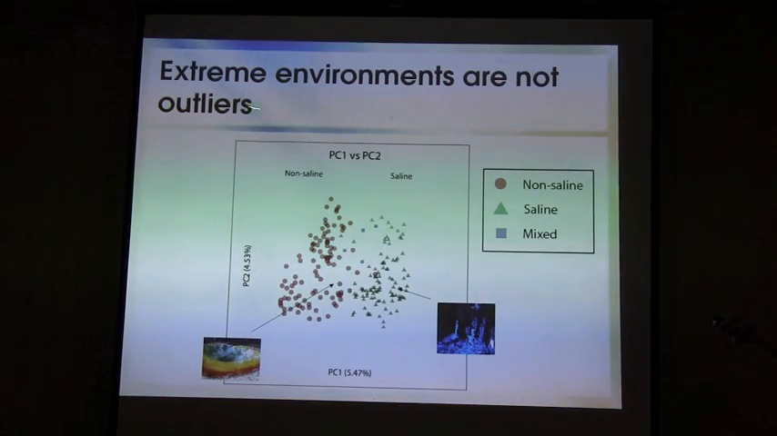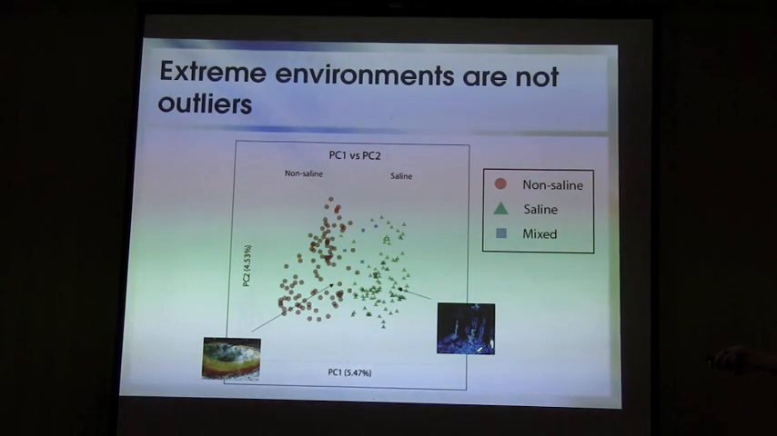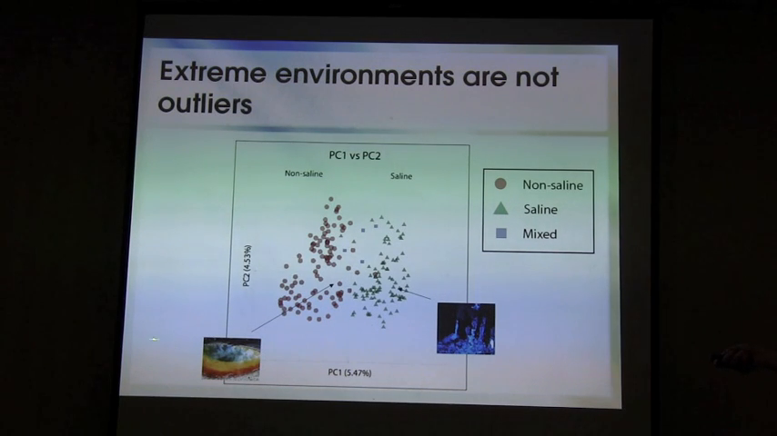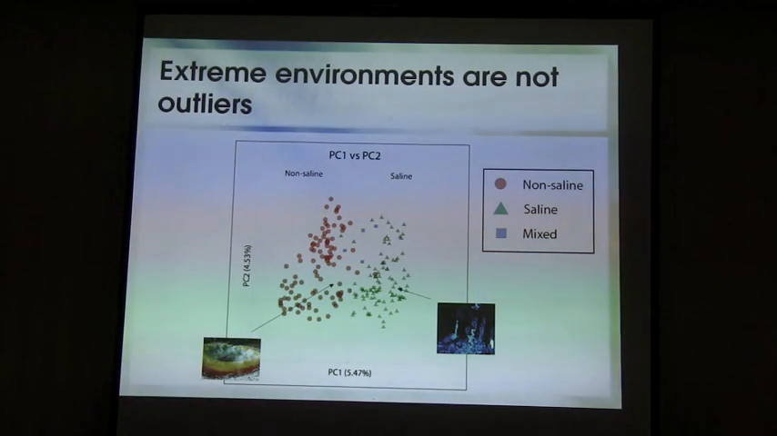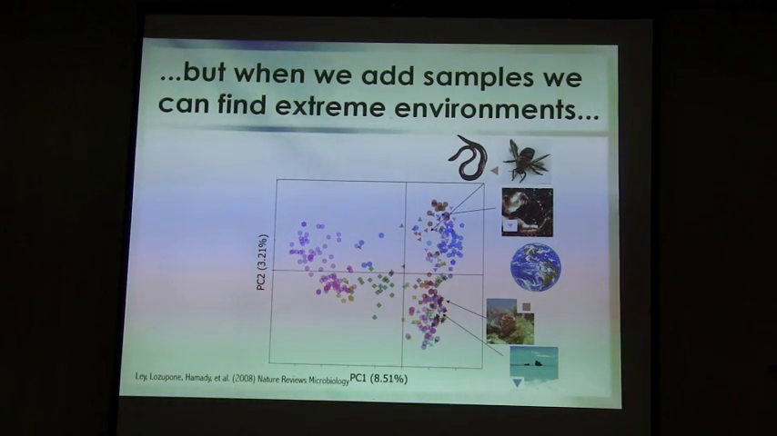Anyway, one thing that was surprising to us in this was that what we thought were going to be extreme environments weren't really outliers. So if we look at sediments from hydrothermal vents or from hot springs in Yellowstone, they just look like the other saline and non-saline communities respectively. Although by collaborating with Ruth Ley and Jeff Gordon, Kathy was able to find some really extreme environments.